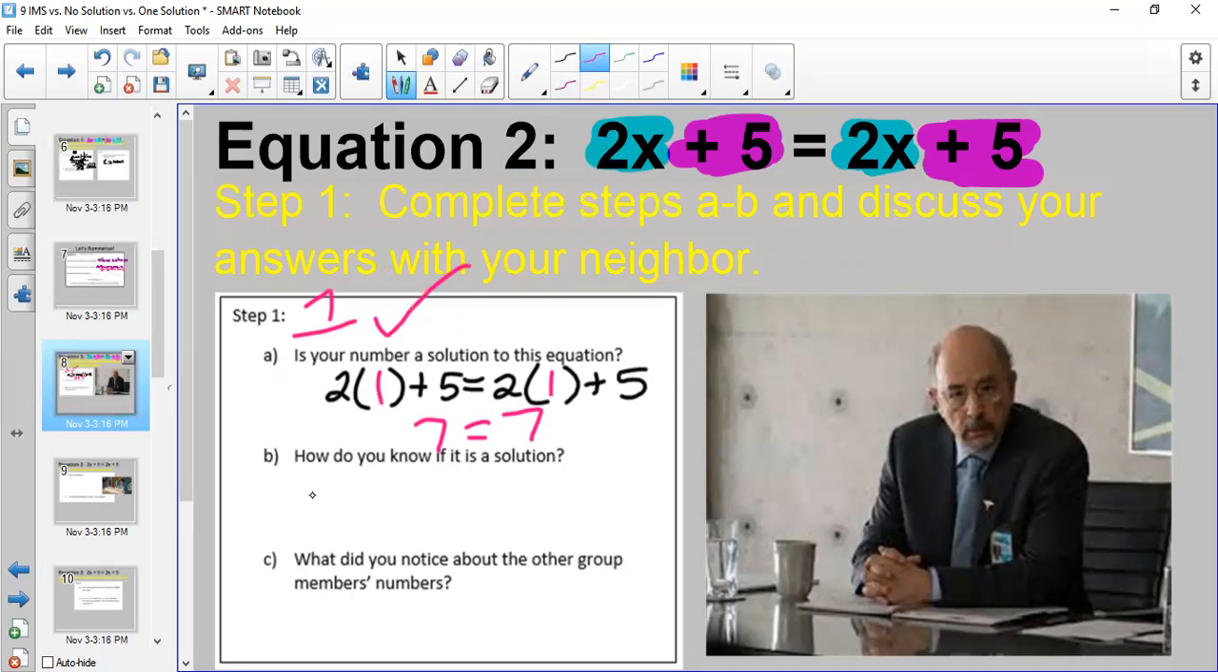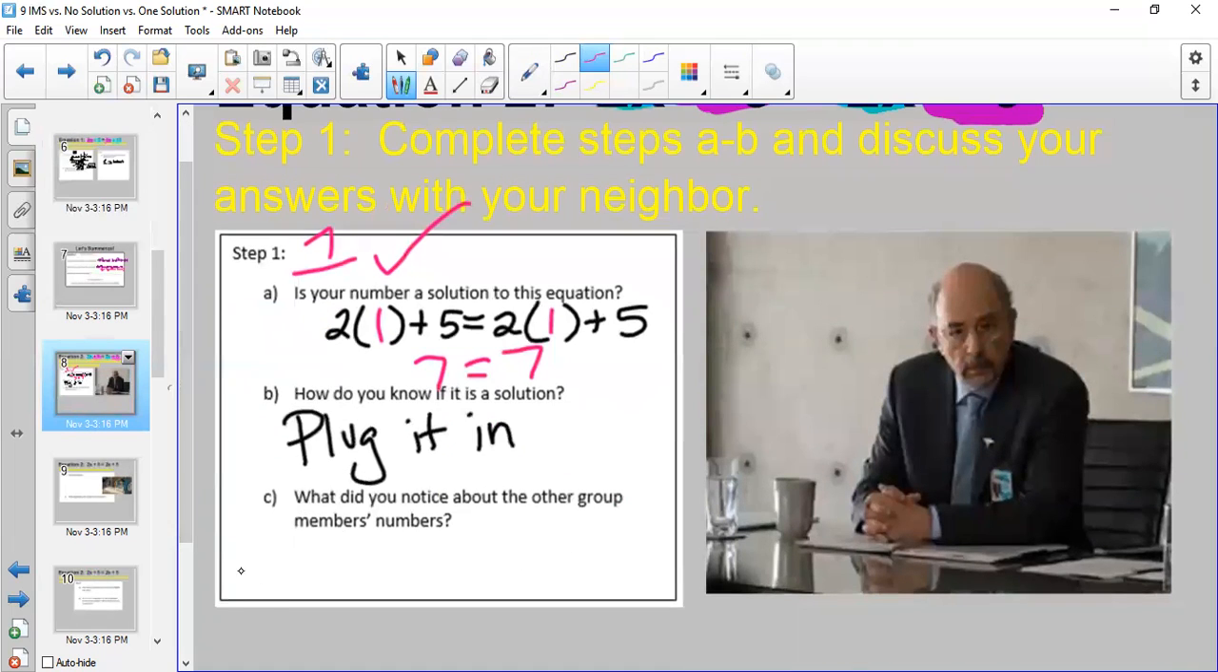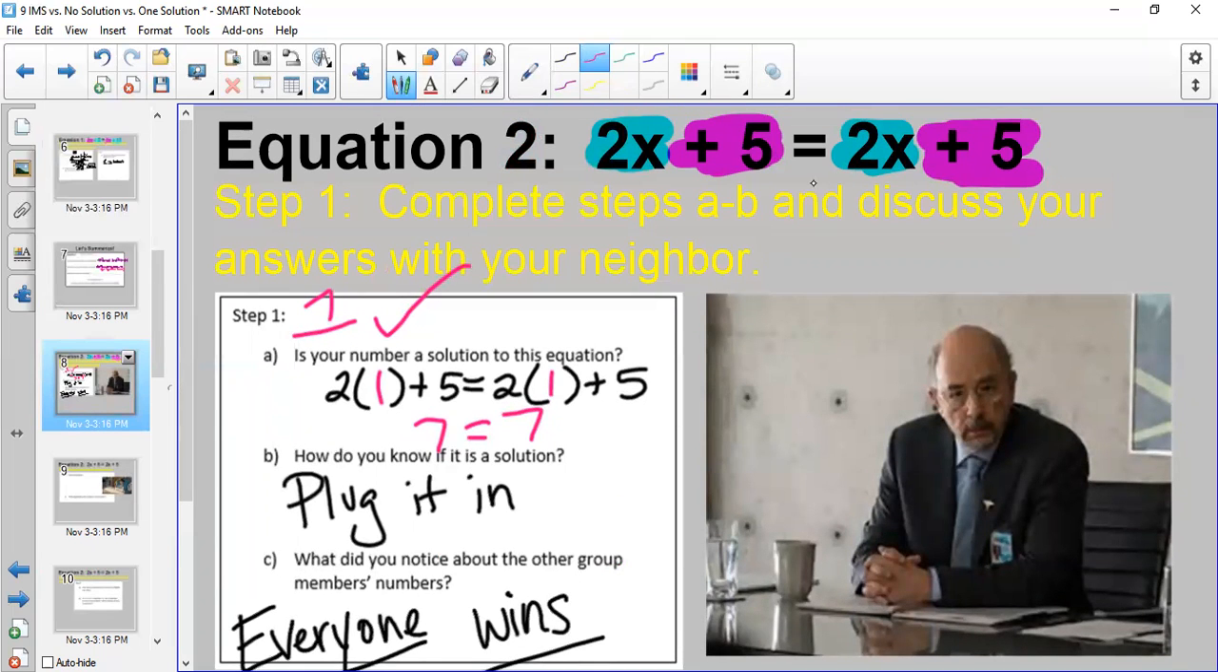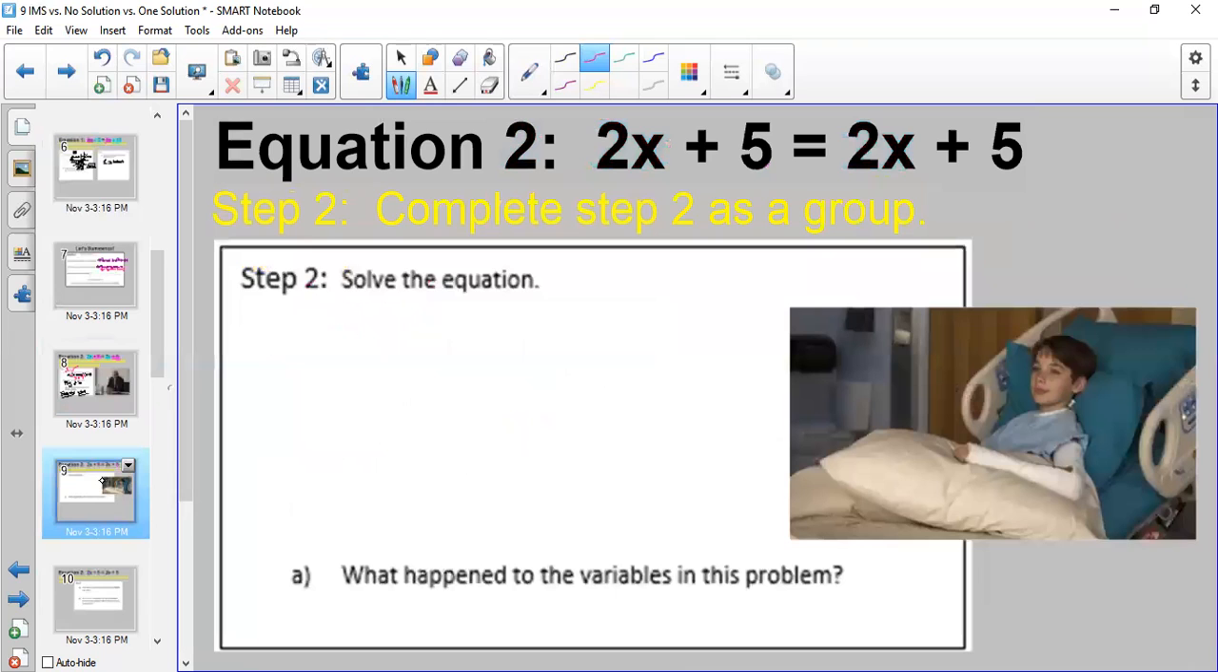Okay, so part B, how do I know if it was a solution? Again, we plug it in. And what we would have noticed if you guys were in class with us is that everyone is a winner. So everyone wins. Call this the Oprah problem, where it's you get a car, you get a car, everybody gets a car, so everybody's a winner. And that is whenever we have, like I said earlier, same everything, same on both sides.